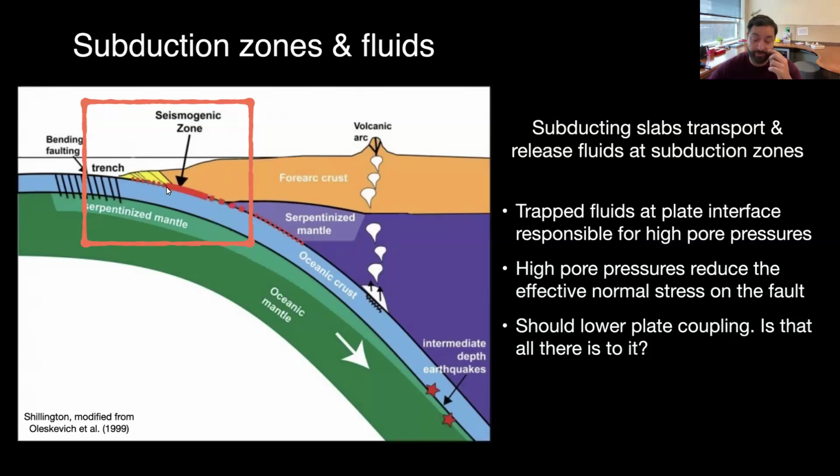But for today's talk, I'm just going to be focusing on the upper part of this system, where it's relevant for earthquake behavior. If we do have fluids trapped at the plate interface, that leads to some really clear hypotheses: trapped fluids will generate high pore pressures, and those high pore pressures at the fault interface will reduce the effective normal stress on the fault. So presumably they could either lower the plate coupling or make it more likely to have an earthquake rupture sooner rather than later, or maybe limit the size of earthquakes.